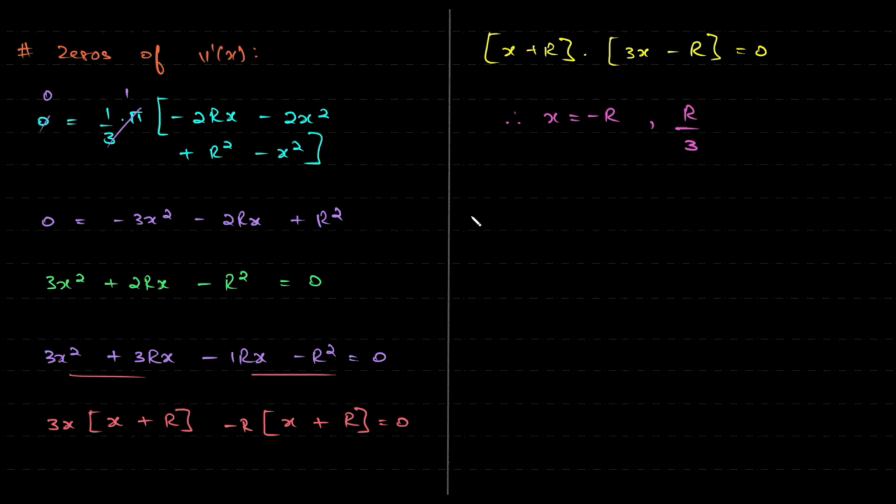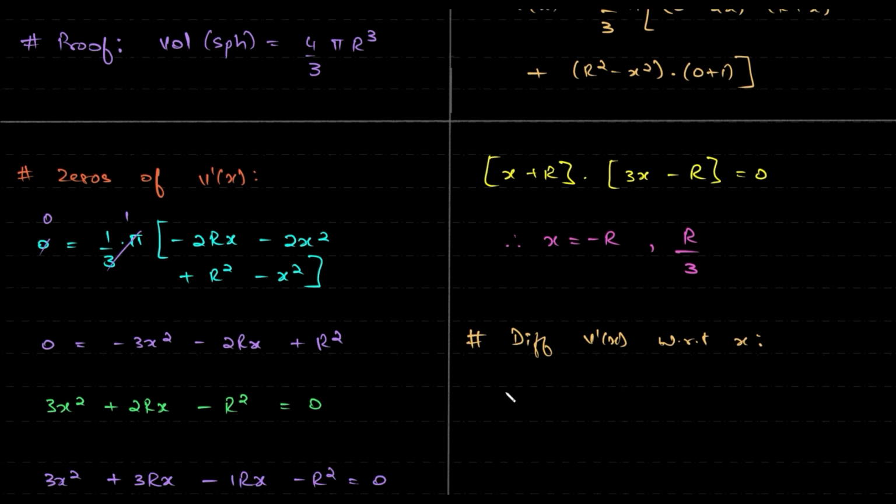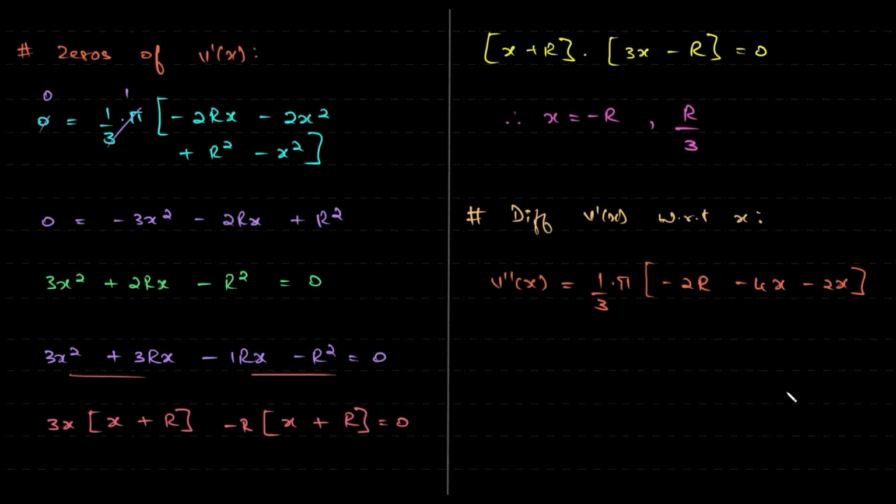Now we need to find the maximum value. So for that I need to differentiate with respect to x. So the expression is over here. This is a simplified version, right? So double prime of x would be 1 by 3 pi times minus 2r minus 4x minus 2x. Remember, r is constant, capital R, right? So can I simplify this further?